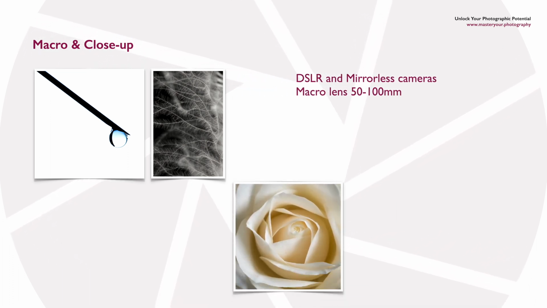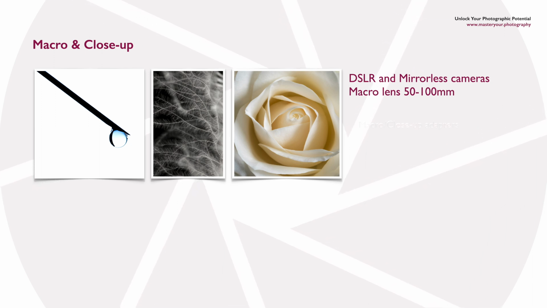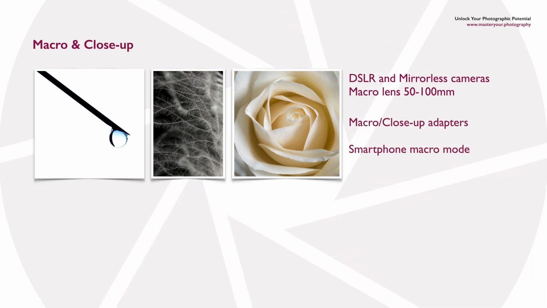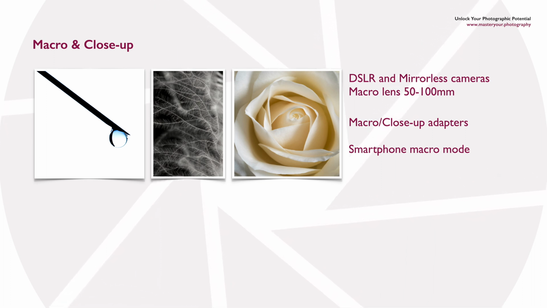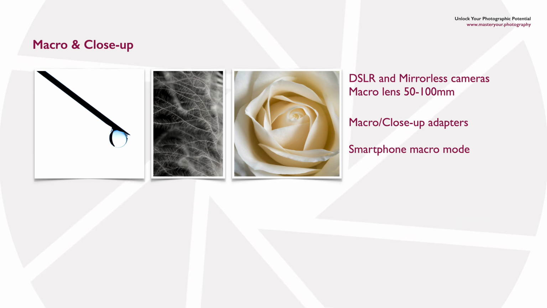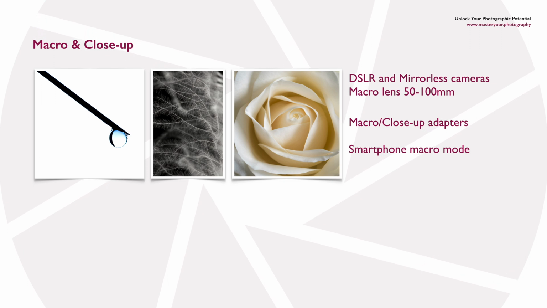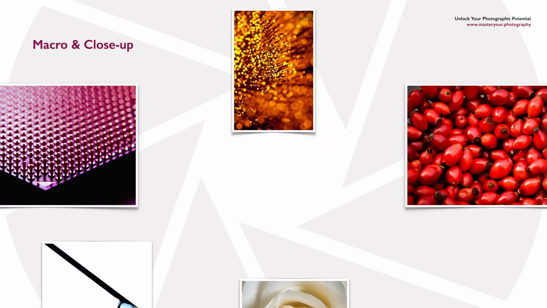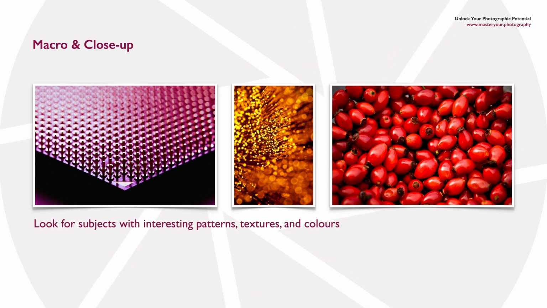But you don't need to go out and spend a fortune on buying lots of new equipment to be able to do close-ups. If you've got a bridge camera or even just a smartphone, then you can use various close-up adapters, and a lot of smartphones do actually have a macro mode built in nowadays, which will allow you to get very, very close to a subject. Anything that has an interesting pattern to it, or maybe some texture or some colour, can be used to create really interesting macro or close-up images.